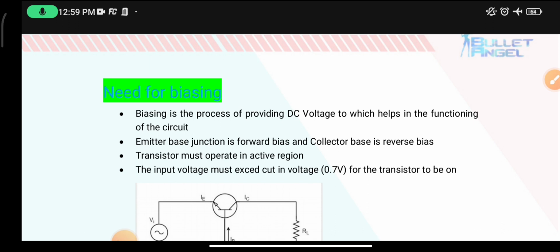Biasing is the process of providing DC voltage, which helps in the function of the circuit. Here the DC voltage is provided to the transistor so that it functions in the circuit. If we don't give the DC voltage, the transistor doesn't function properly in the circuit. That's why we need biasing.